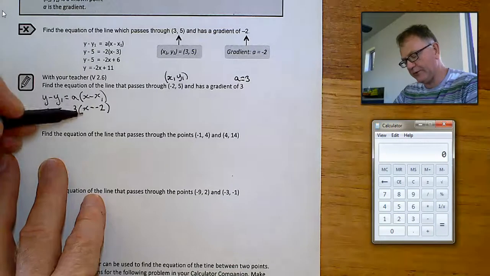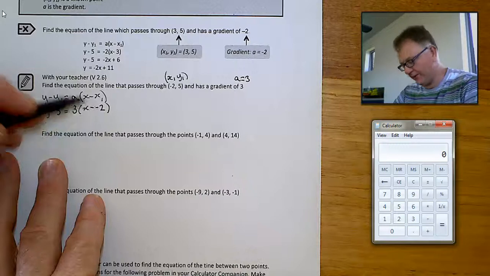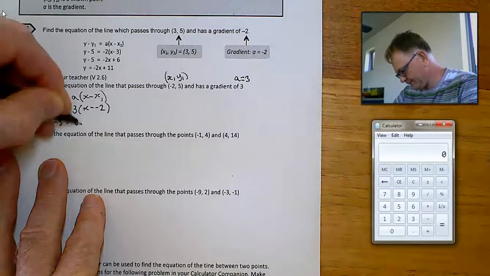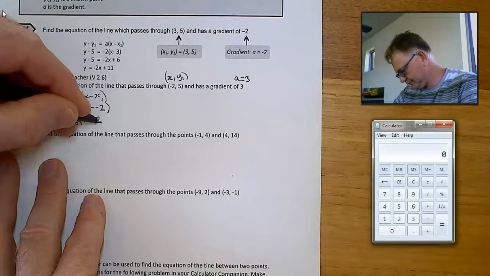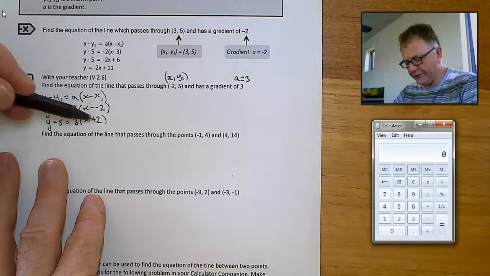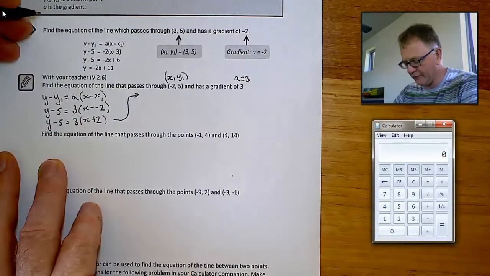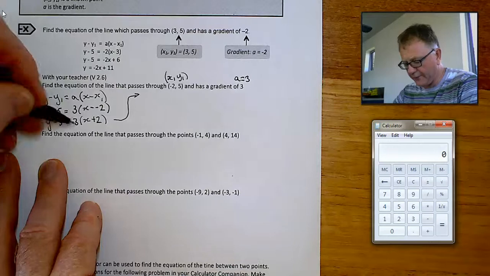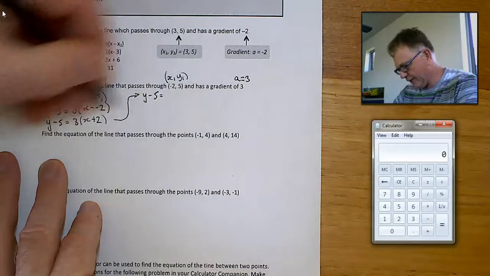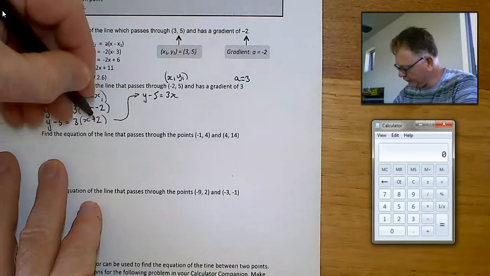Now, first thing I might do is just tidy this up a little bit. X minus minus 2 is the same thing as x plus 2. So let's tidy that. And the next thing I might do is I might multiply out these brackets. Now I've run out of space, I'm just going to go up over here. Sorry about this, I didn't leave enough space here. But if I multiply and expand out the brackets there, y minus 5 equals 3 times x is 3x, and 3 times 2 is 6.